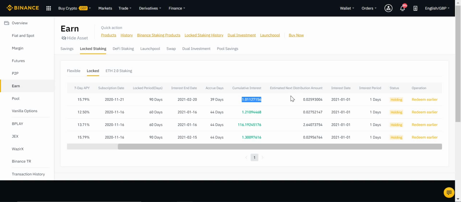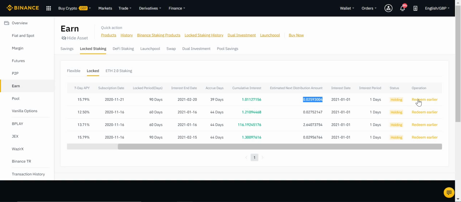The distributions are daily, right? So it gives you essentially each day how much you're going to get. So this is my next amount I'm going to get for the next day, essentially the interest period. That number will be added on to the cumulative, what I've made so far.